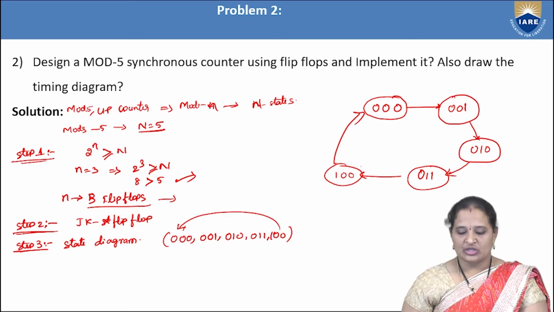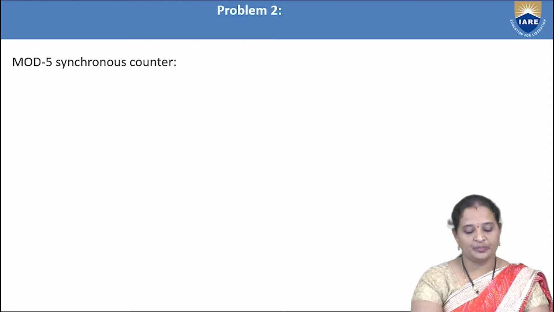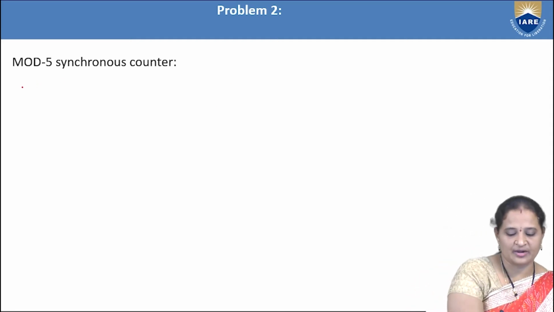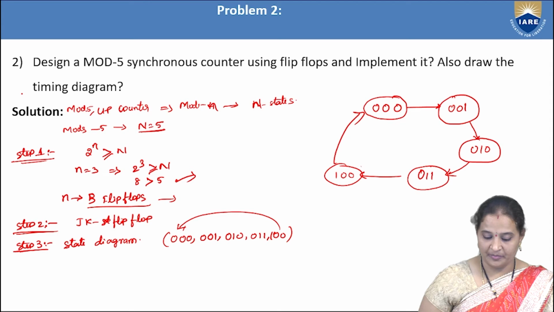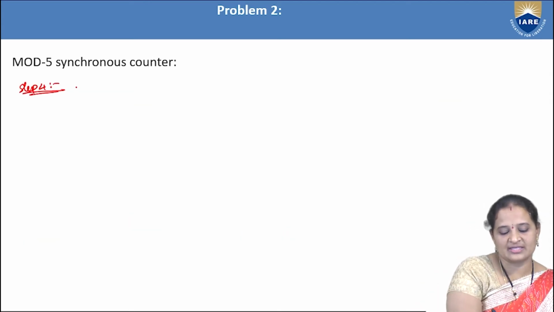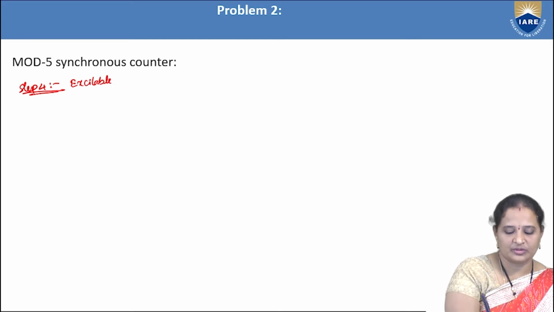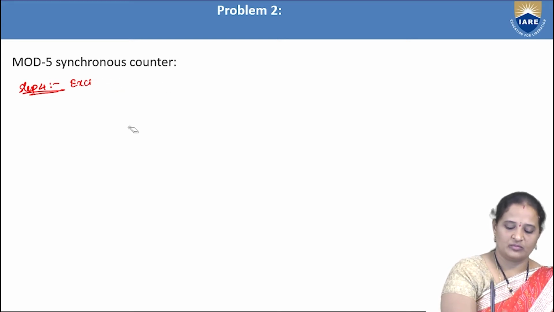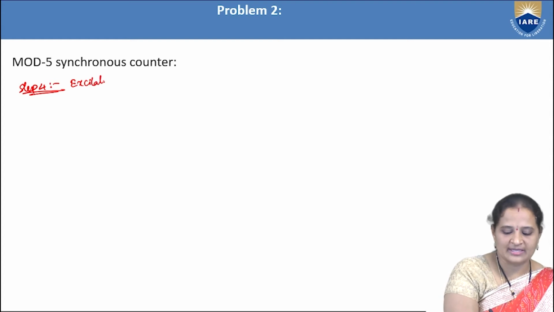After drawing the state diagram, now step 4. Step 4 is we need to recall the excitation table of JK flip-flop.